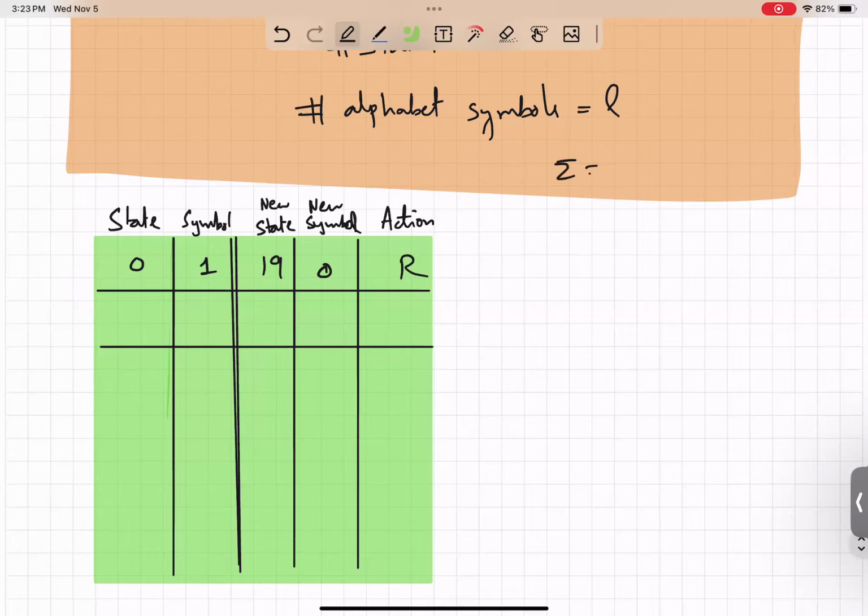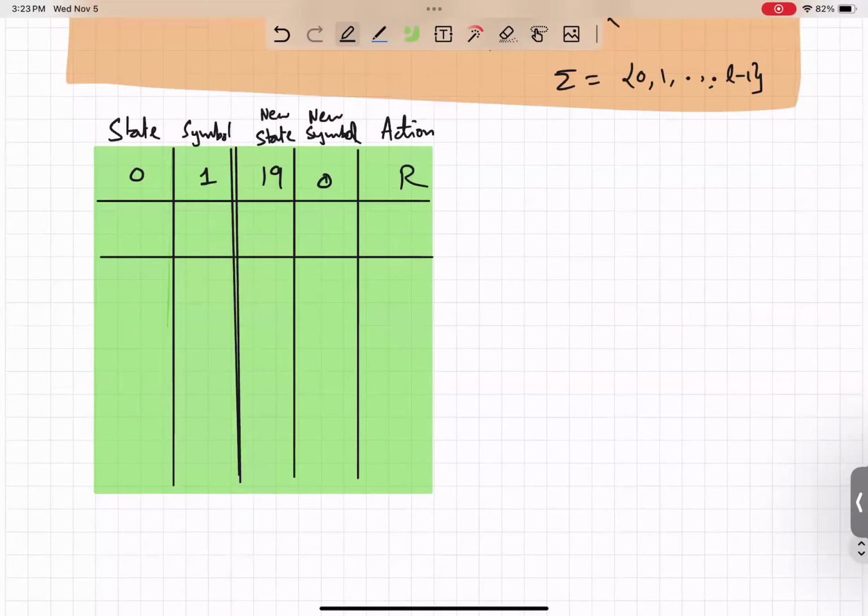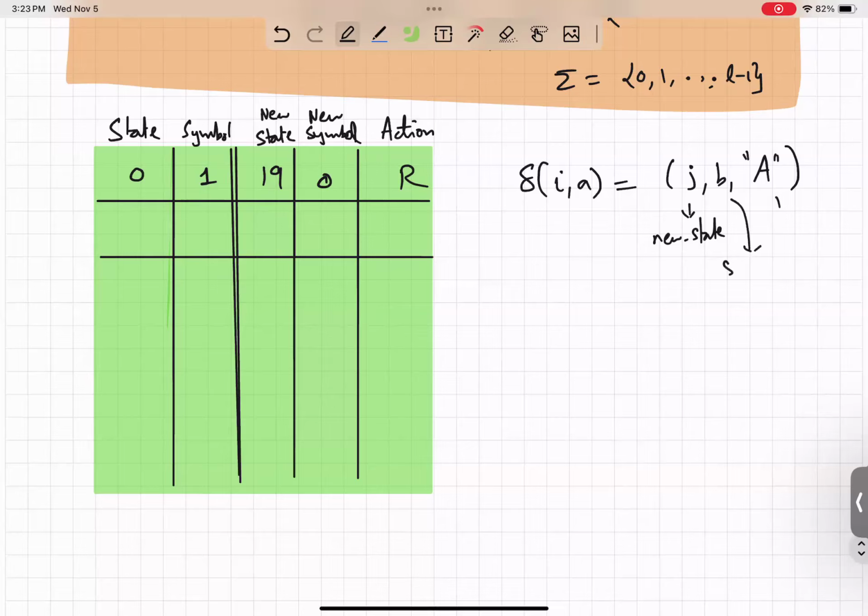Okay, so let's say sigma is 0, 1 through L minus 1. All right. So the alphabet doesn't really matter what you use there. As long as you have 0, 1 in it, it should be fine. And the others are kind of placeholders. They're like variable names. Okay. So delta of I comma A is J comma B comma some action: new state, symbol, action.